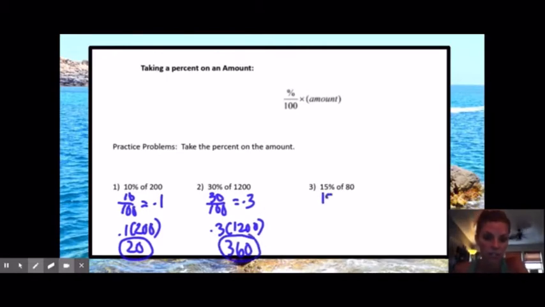15% of 80. So again, I'm going to change the 15 to a decimal. 15 divided by 100 is 0.15. And I'm going to do 15% of 80, and that should be 12. So 0.15 times 80 is 12.